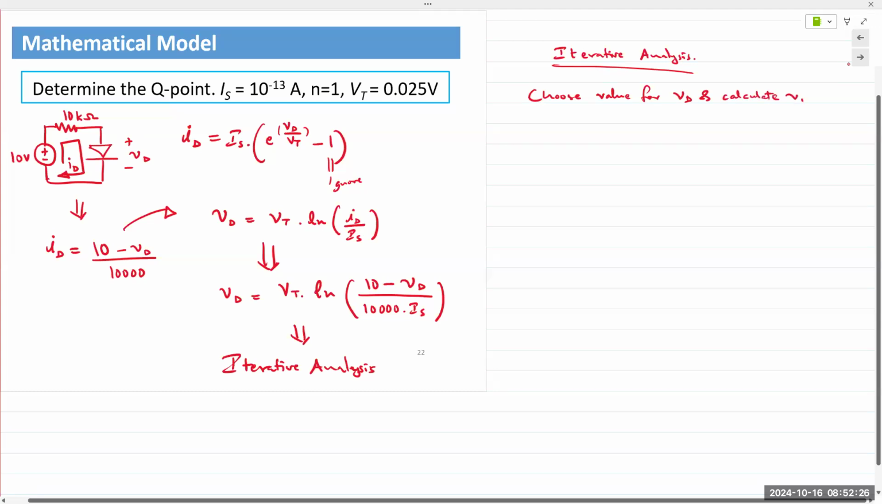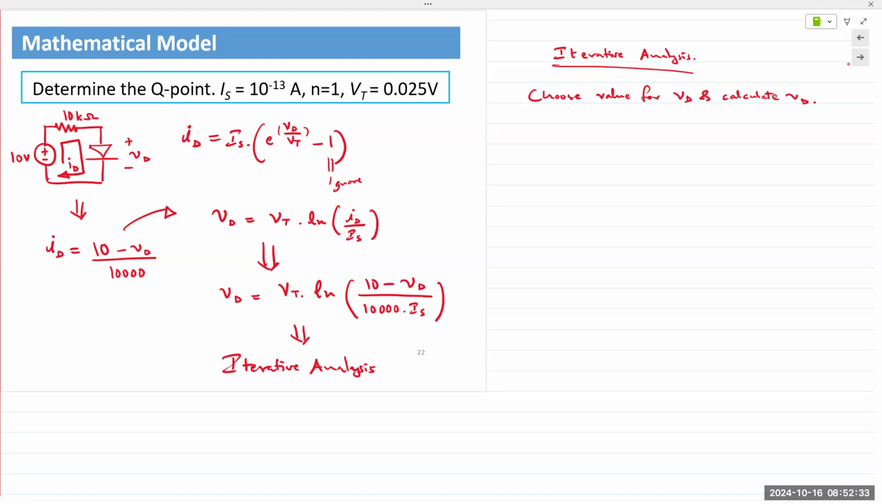And calculate VD. So let me walk through this. We have an equation for a variable. VD is equal to something, right? But that equation also has the same variable VD. So we choose a starting point for VD, we enter it into the right side of the equation. If we choose, let's say, VD is equal to 0, we plug it into the right side of the equation and we solve it.